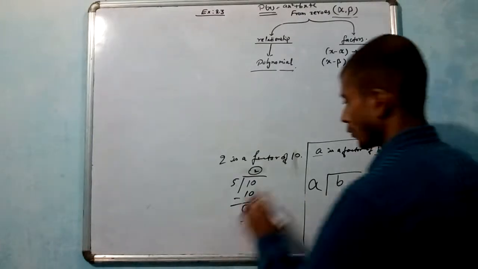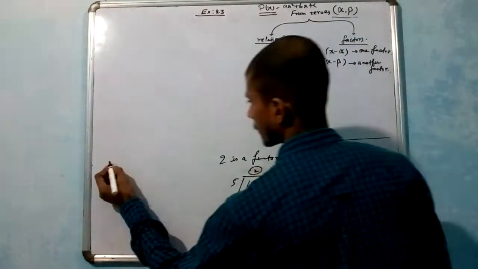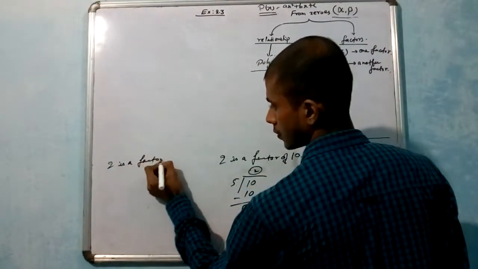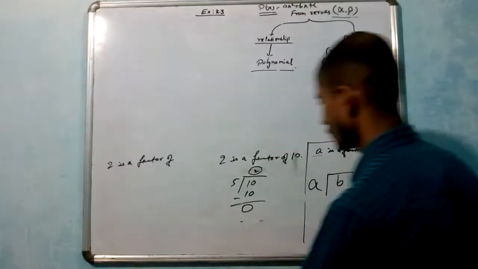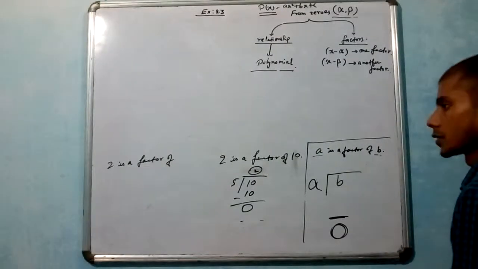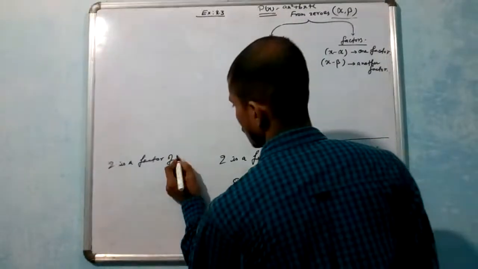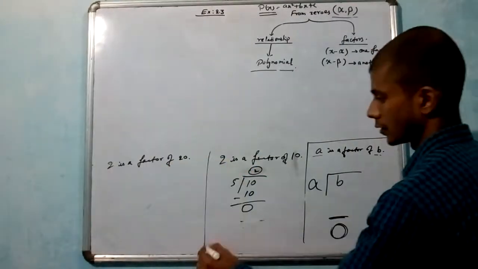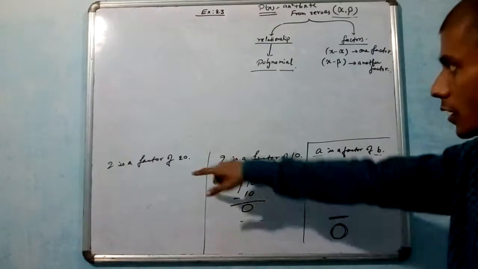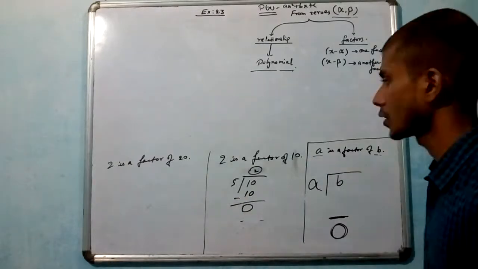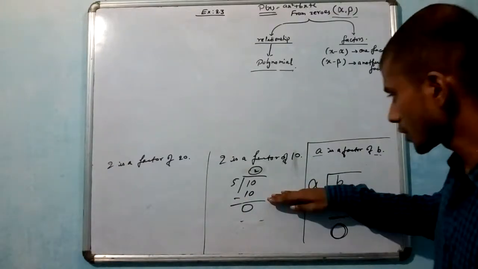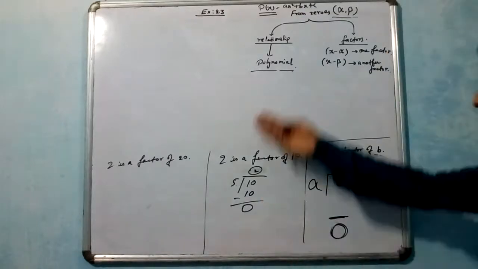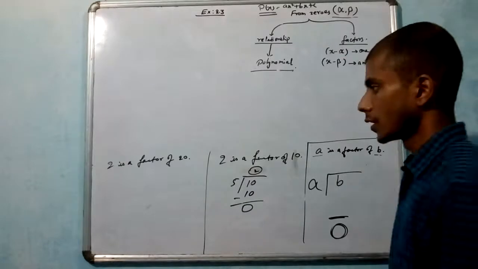Now, one more thing. 2 is a factor of 20. Fine? Understand this. Why are we discussing this? Because all these are related to the question we are going to solve here. This is the third one, so better focus on what I am trying to give you. You will speak yourself at that time. Now 2 is a factor of 20.